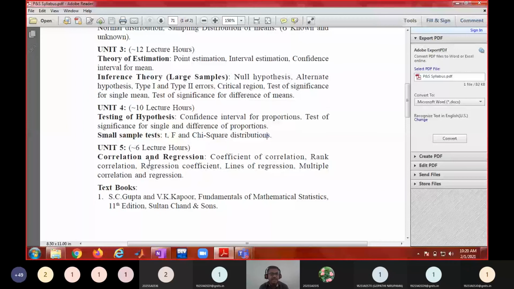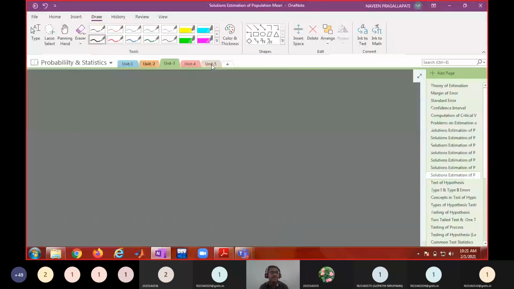Correlation and regression. Okay, so what are the topics available here? Coefficient of correlation, rank correlation, regression coefficient, lines of regression, and multiple correlation regression. All these concepts are interlinked. So I will discuss the theory part related to these concepts, then we will do problems related to these concepts together. What is left is multiple correlation regression. Is that okay? So this part we will take now. Unit 5, correlation and regression.